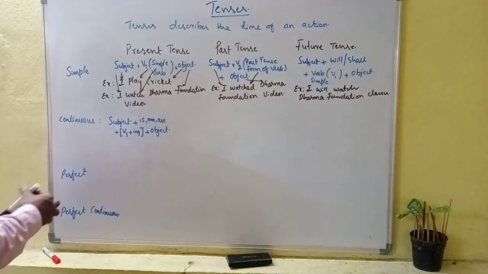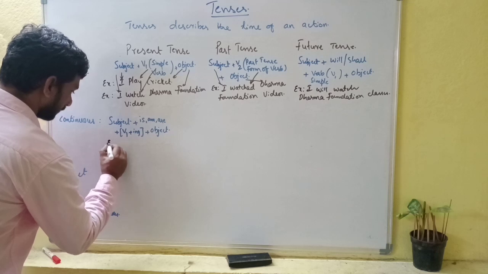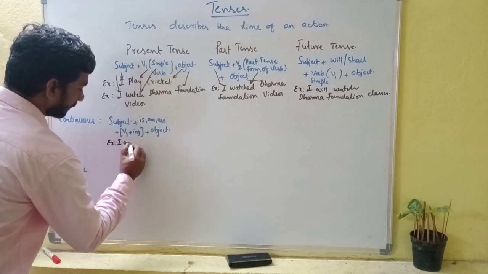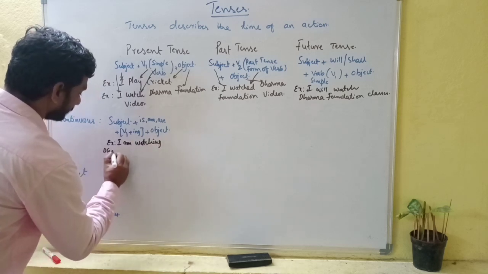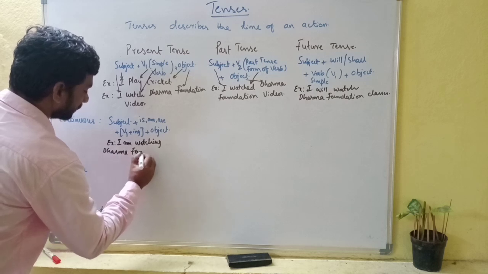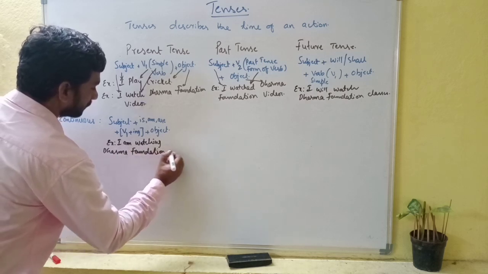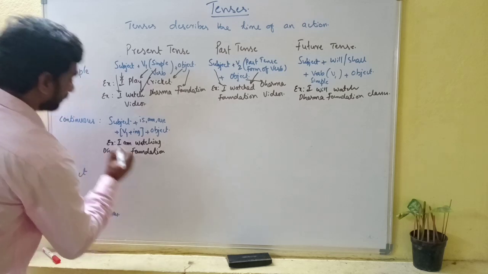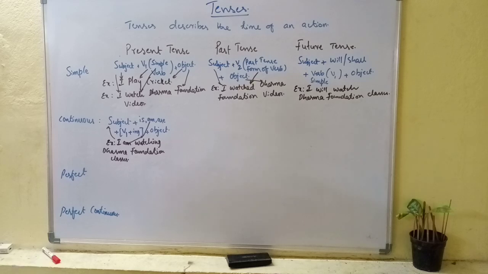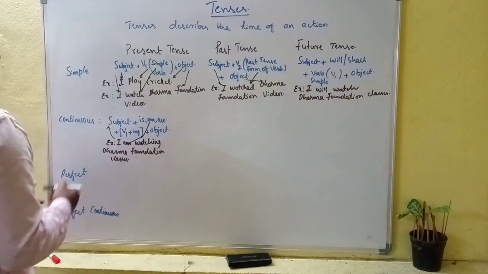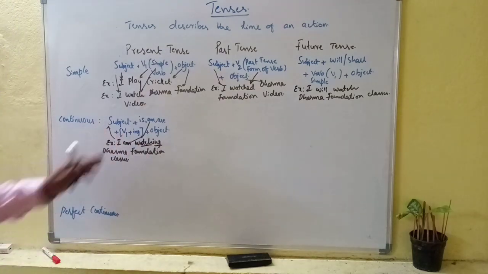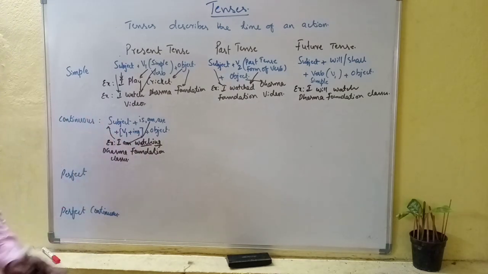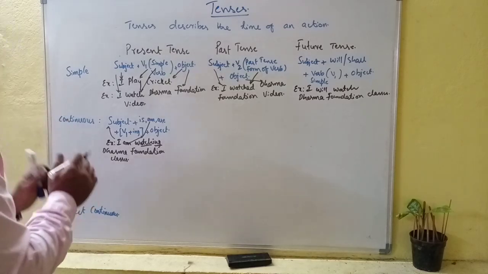Let's have an example. For example, I am watching Dharma Foundation classes. So in the given example, I represents subject, am represents helping word, and watching. We are adding ing to the watch. Watch is simple verb, and we are adding ing to the watch. And plus object. Object is Dharma Foundation. So this is how we can create a sentence of present.